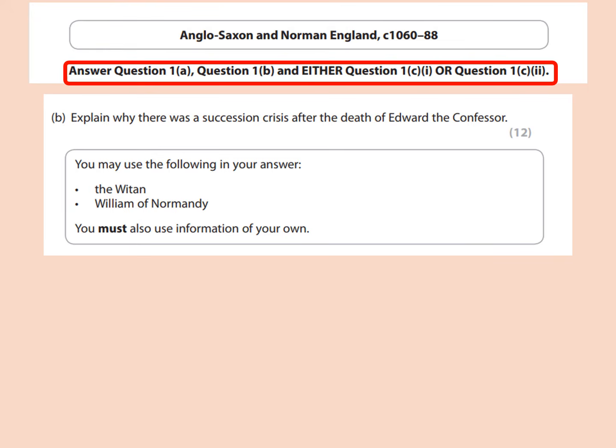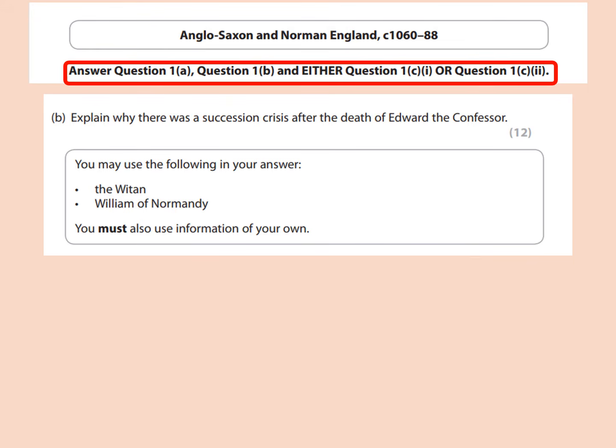And then for the long 16-mark question, question 1c, you've got 2 options that you can choose from. So obviously you'll be able to choose the one that you're strongest on. But for this video, we're going to be focusing on question 1b. Here we've got the example. Explain why there was a succession crisis after the death of Edward the Confessor. This is taken from the 2019 exam paper.